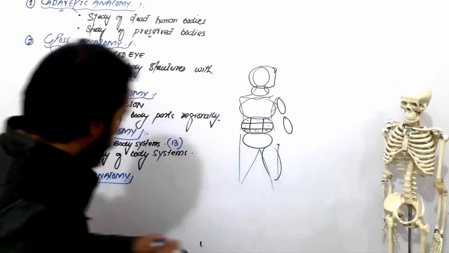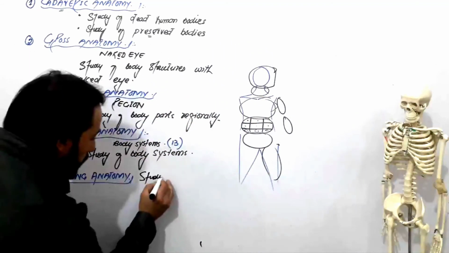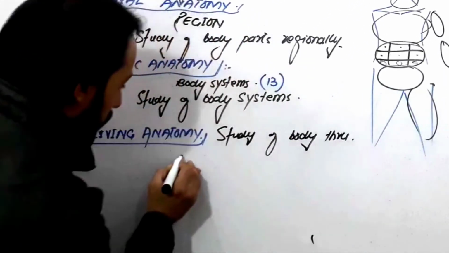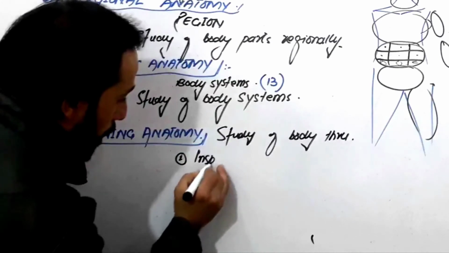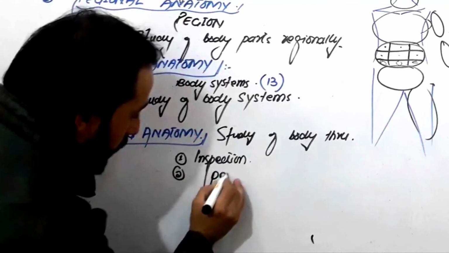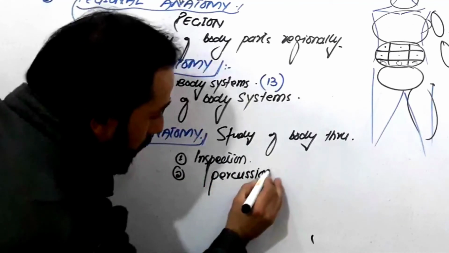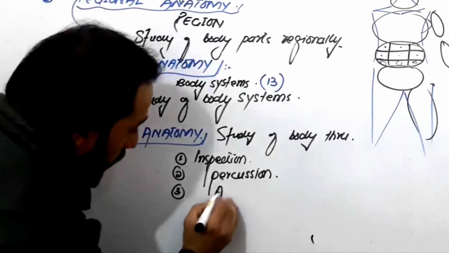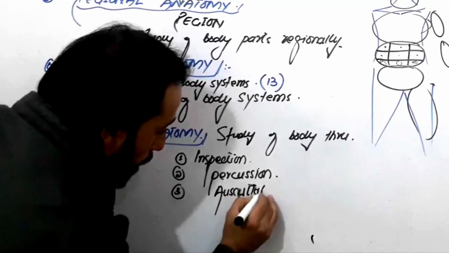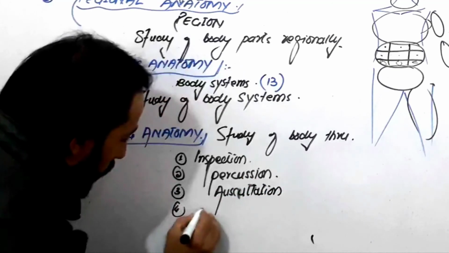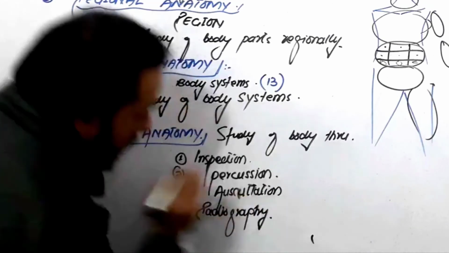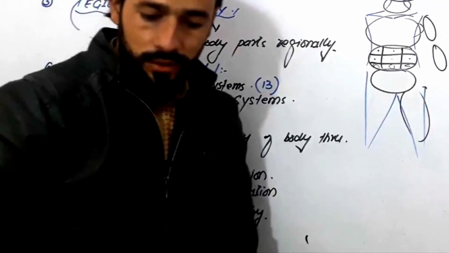So, study of the body through what? Number one, inspection. You inspect the patient. Number two, percussion. You percuss the patient. Number three, auscultation. You auscultate him. Or you do radiography. So all these are living anatomy, right? You are doing living anatomy.